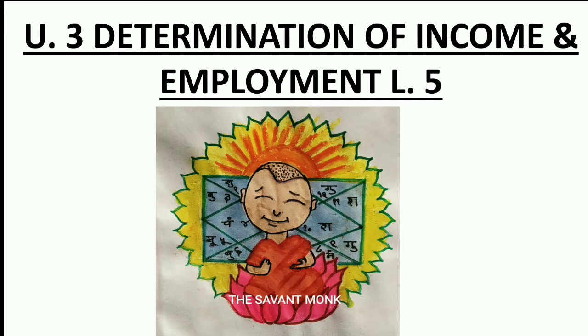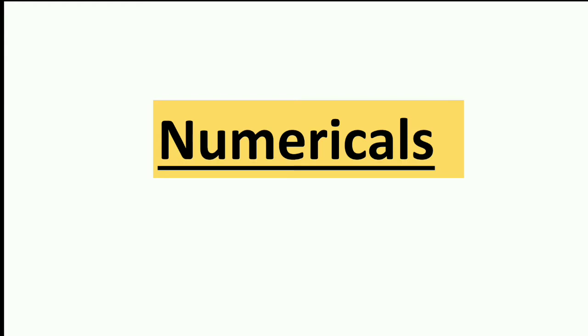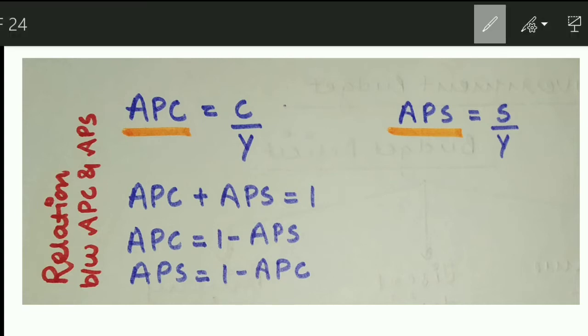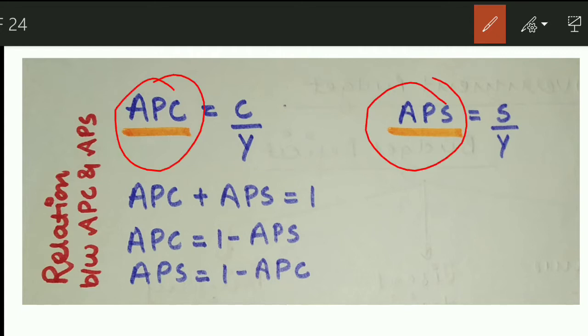This is lecture 5 of unit 3, determination of income and employment. In the last lecture we did multiplier, before that we did several other technical concepts. Here we will be applying them all in the form of numericals. So let's recap what we had studied till now so that it could be easy for us to apply them all together. First of all, we did APC and APS.